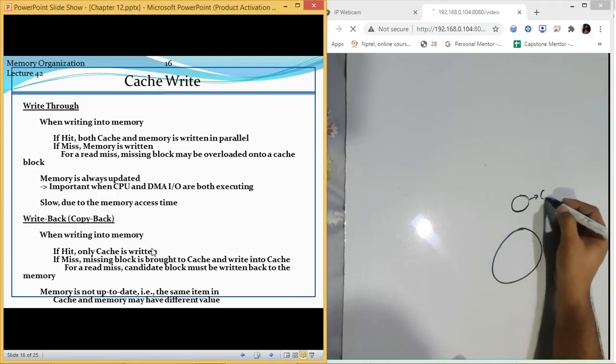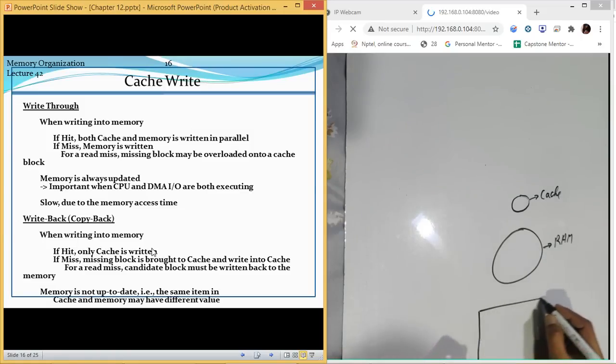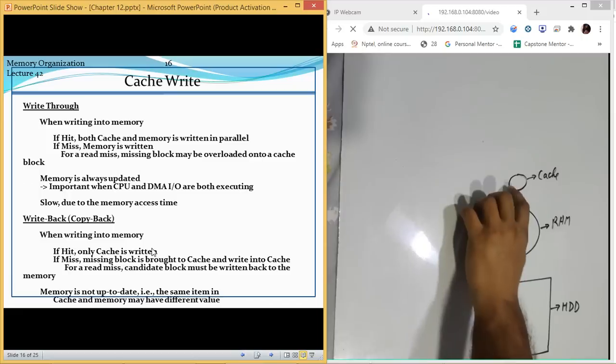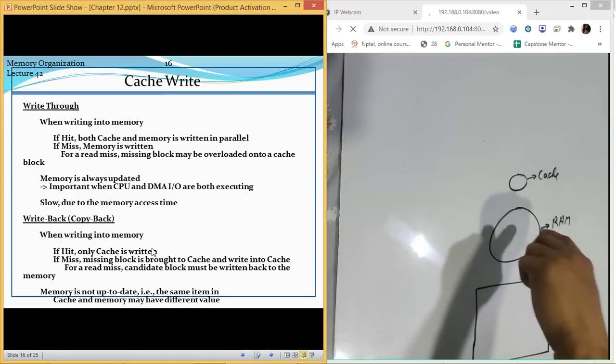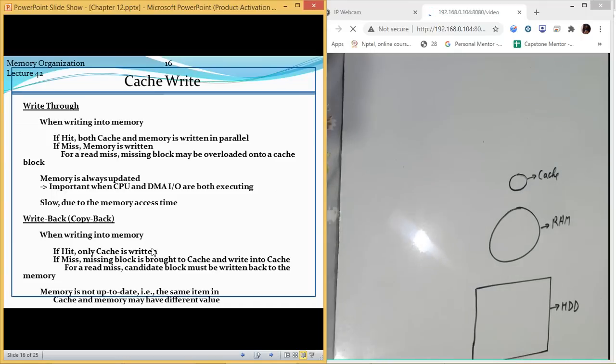This is cache, this is RAM, and the data which is inside the RAM should also be present in hard disk. This is a must condition. All the data whatsoever is in cache should be present in RAM, and all the data which is in RAM should be present in hard disk. So there is a condition about this.